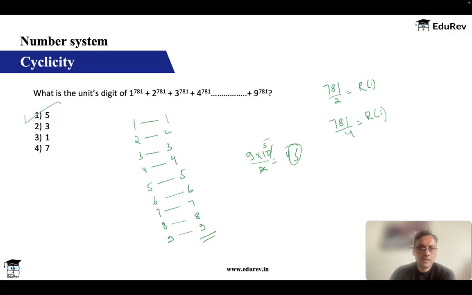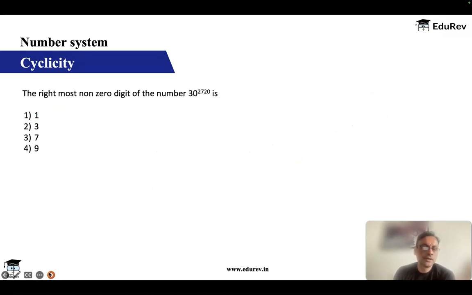Okay, let's move to the next question. The rightmost non-zero digit of the number is what? Here we have 30 to the power 2720. The 0 will give you a lot of zeros at the end. Just before the 0, the digit will be determined by 3. So you can ignore this 0. This question is basically the same as 3 to the power 2720 if I have to find the last non-zero digit, and that is what the question is asking. The zeros give a lot of zeros, which I'm not concerned with.